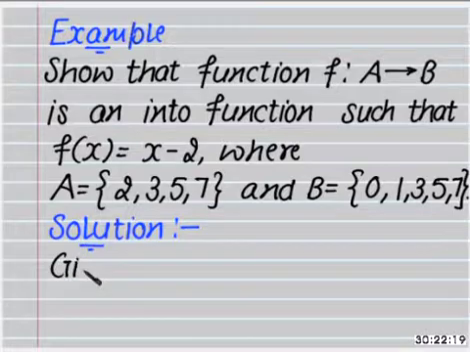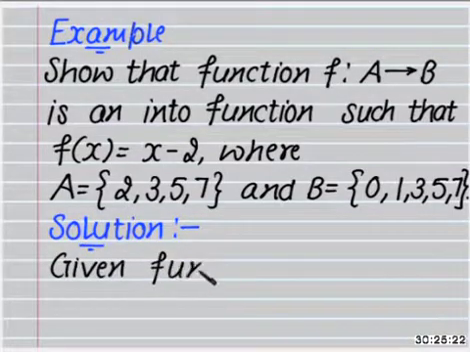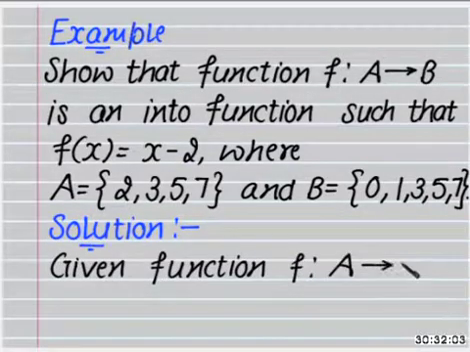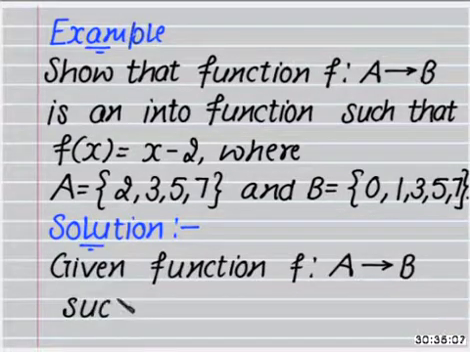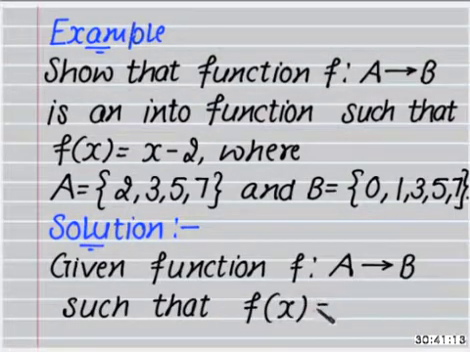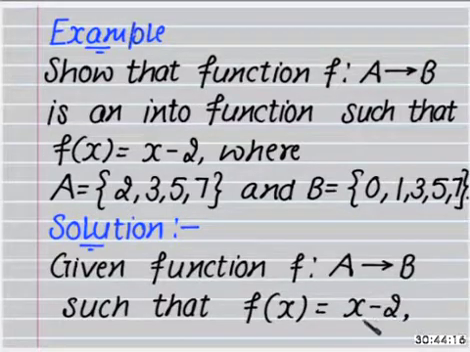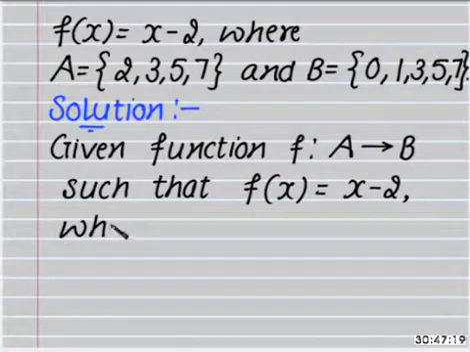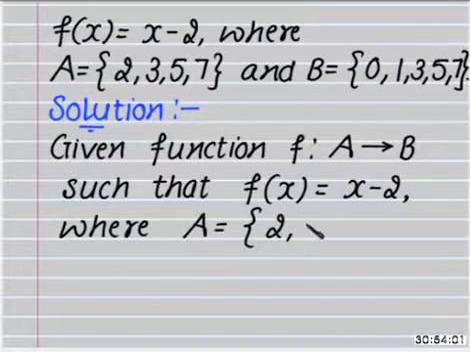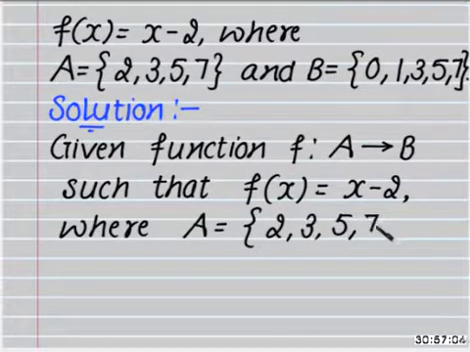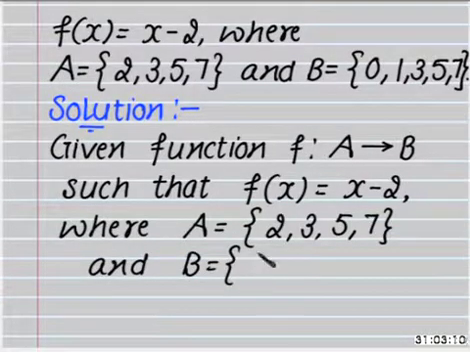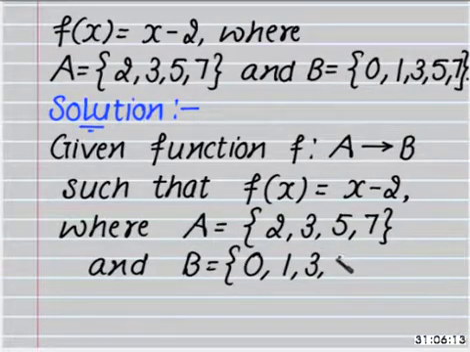Given function f from set A to set B such that f of x is equal to x minus 2, where set A containing elements 2, 3, 5 and 7, and set B containing elements 0, 1, 3, 5 and 7.